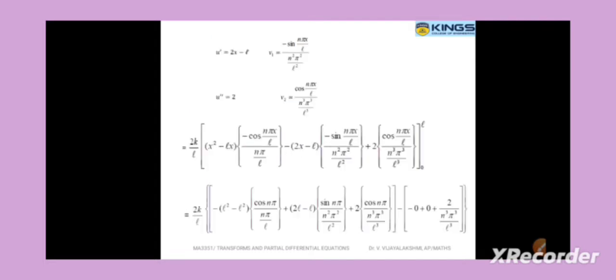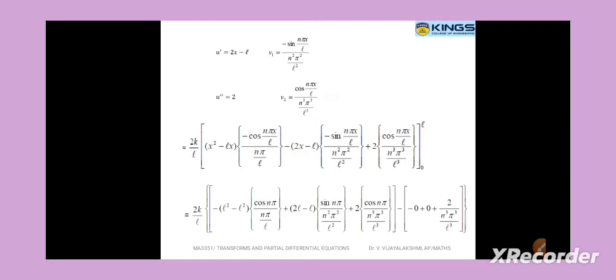Next you have to find the successive derivatives u dash and u double dash. So u is x square minus Lx, and u dash is equal to 2x minus L. Here I am differentiating with respect to x. The differentiation of x squared is 2x. Then u double dash is the differentiation of u dash. U dash is 2x minus L, so we differentiate with respect to x. The differentiation of 2x is 2, and L is a constant term, so its derivative will be 0.